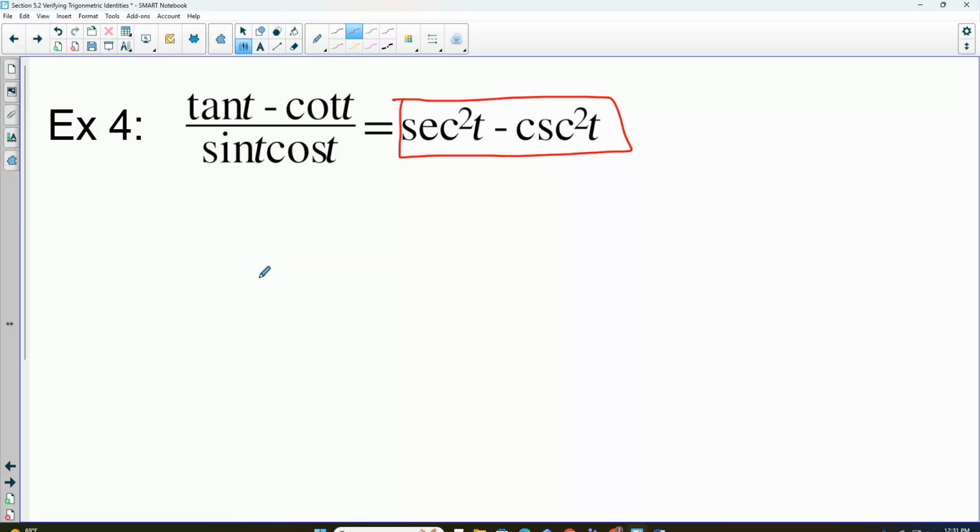Lots of options for where we could begin here. Keep your goal in mind. So our goal is this red box. I want two separate terms, okay? So what could I do with the left? Split it into tangent t divided by sine t cosine t and cotangent t divided by sine t cosine t. All right, that would work. We only have a single term on the bottom, so we could separate it and put each one over the denominator.